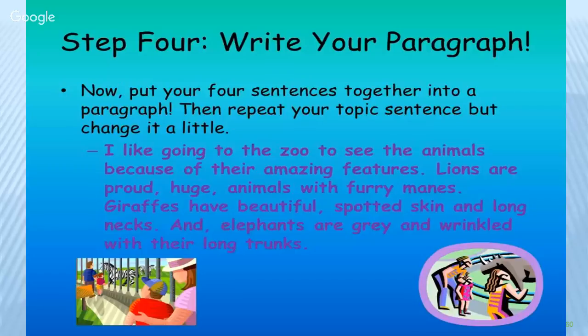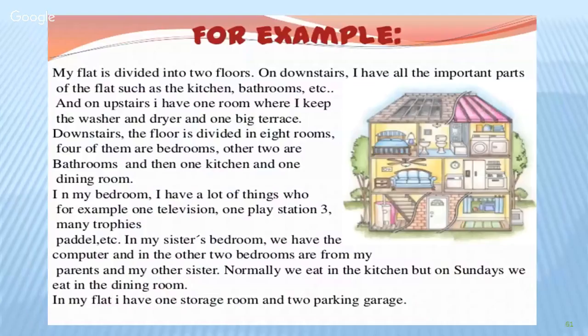My flat is divided into floors. Downstairs, I have all the important parts of the flat, such as the kitchen, bathrooms, etc. Upstairs, I have one room where I keep the washer and dryer and one big terrace. Downstairs, the floor is divided in 8 rooms. 4 of them are bedrooms, other 2 are bathrooms, and then one kitchen and one dining room. In my bedroom, I have a lot of things.